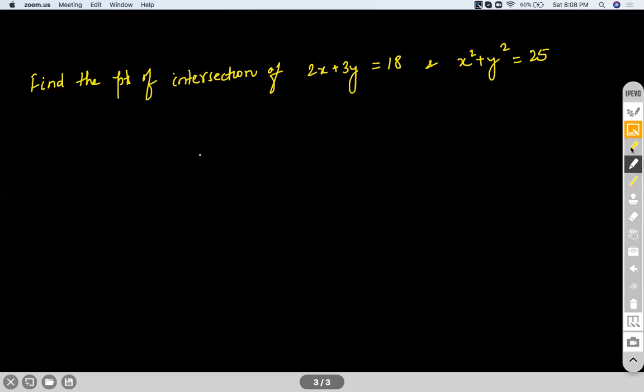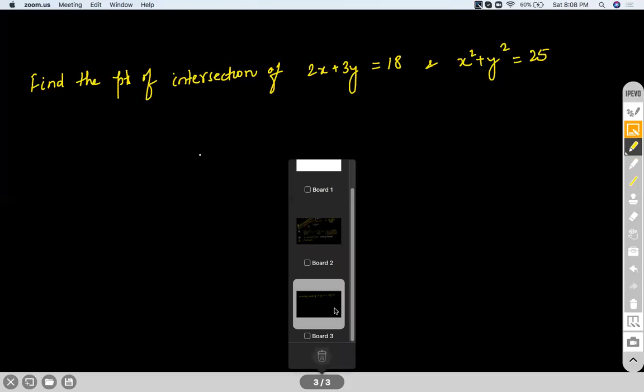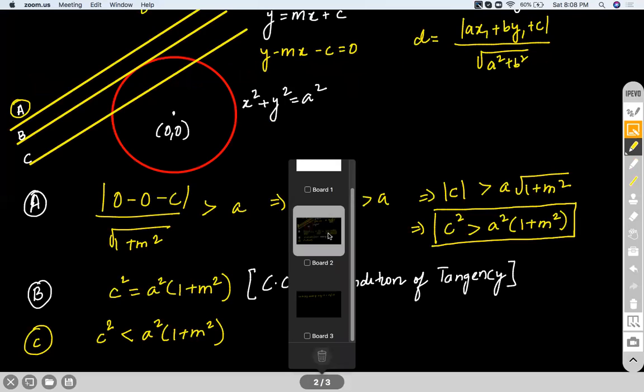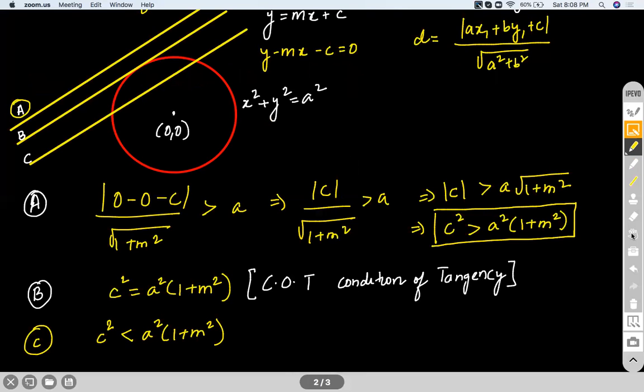This was precisely the other method that I was talking about for finding the condition of tangency. If you go back to the previous slide, this is an important method, that's why I'm discussing it. The alternate method of doing it is, let's say I don't want to use the geometry. That means I don't want to use the fact that the distance of the center from the line is greater or equal or less than the radius.